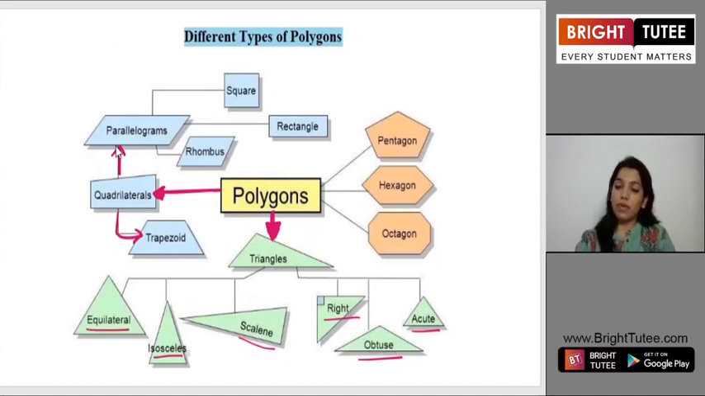And then also we can have a polygon as a pentagon, a hexagon, octagon, nonagon, decagon. Okay.